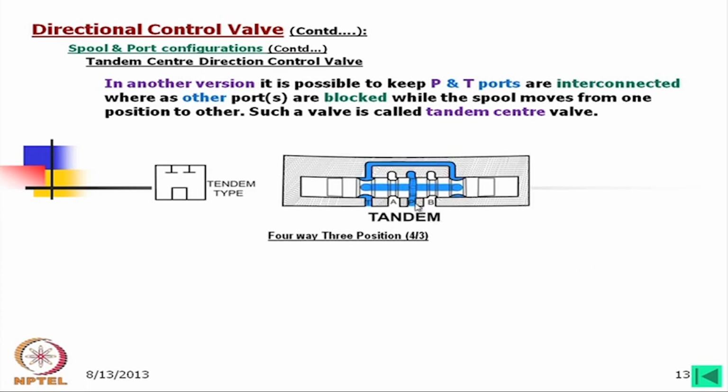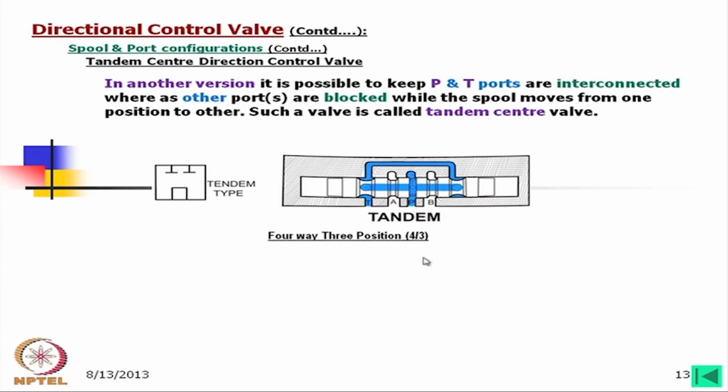As you look into this, the spool has a special configuration. These lands are wider than the fully open center, and there is also a longitudinal hole inside the spool. If you think of the manufacture, this hole is made from one side and then it is blocked, and from the peripheral side some holes are also made.